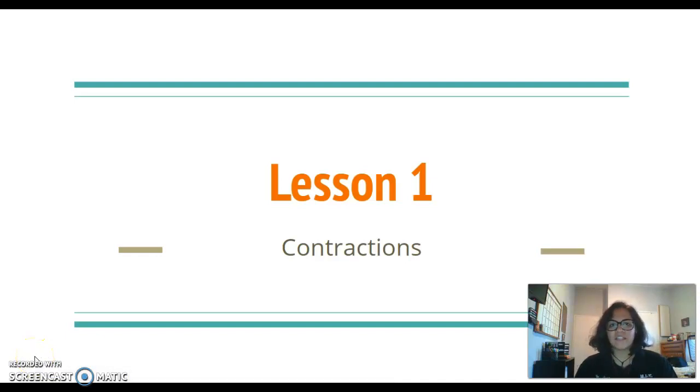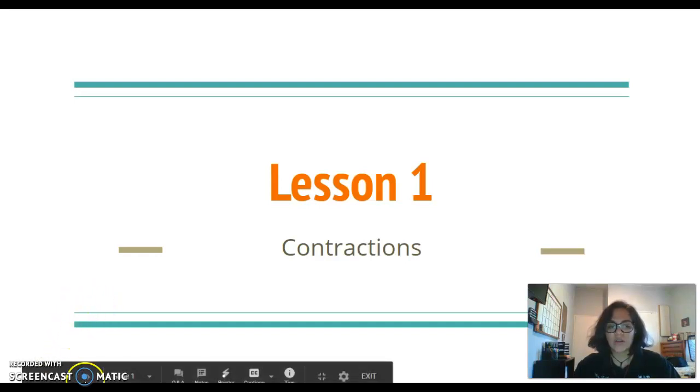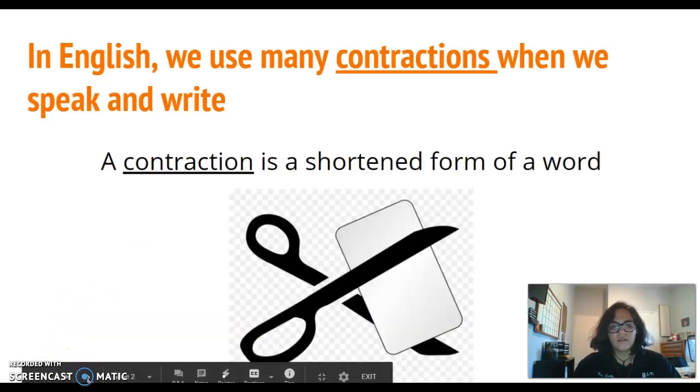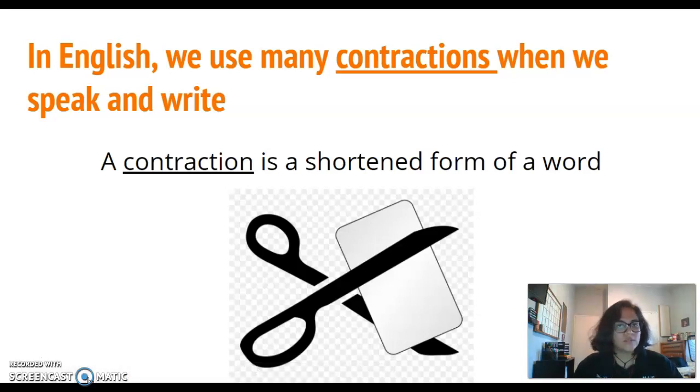Lesson 1 is about contractions, and we will use present tense. So the present tense to practice contractions. In English, we use many contractions, especially when we speak and write. Usually like texting, we use a lot of contractions when we are speaking. So a contraction is a shortened form of a word. So you take a word and you cut some letters and you make it shorter. And that's called a contraction.